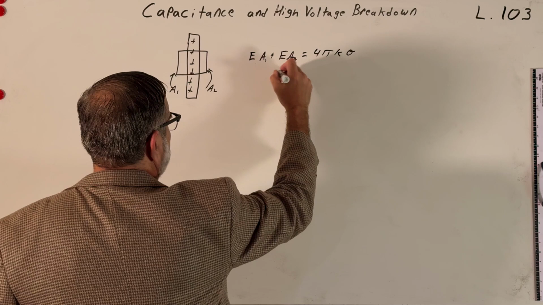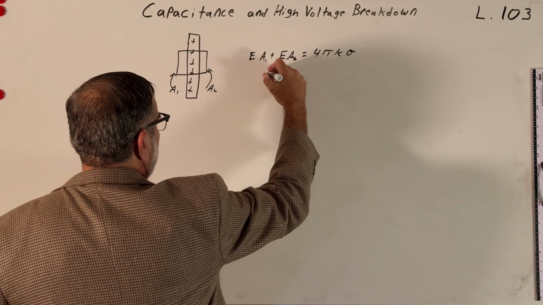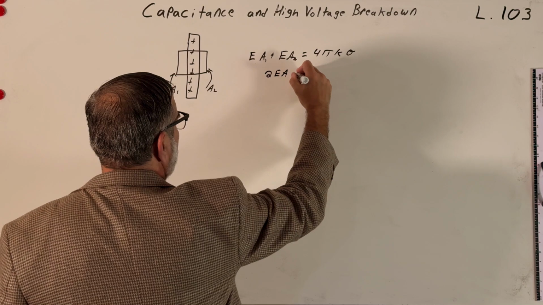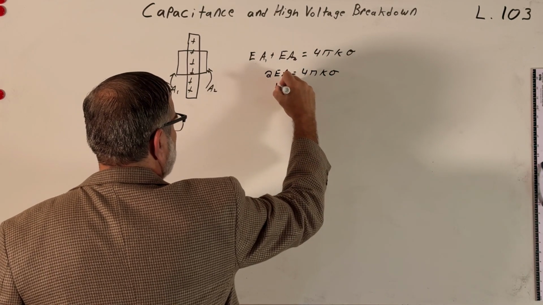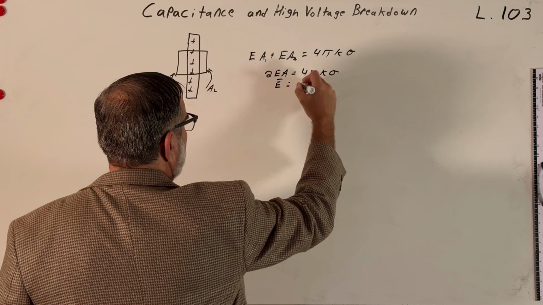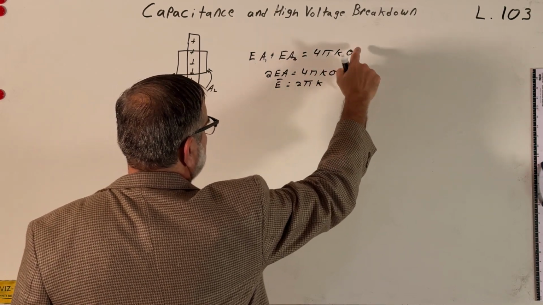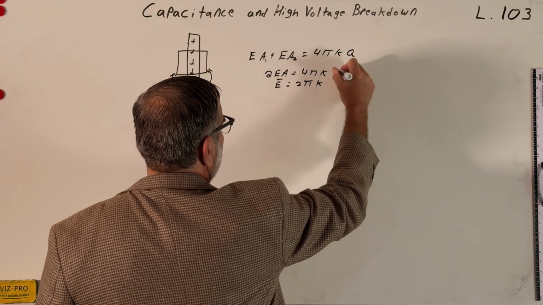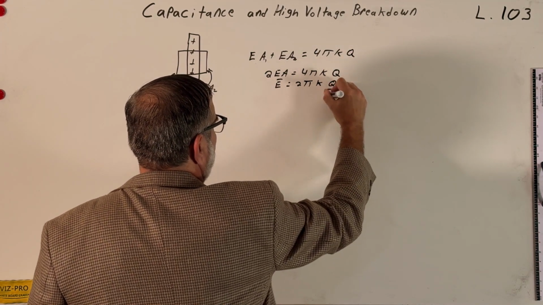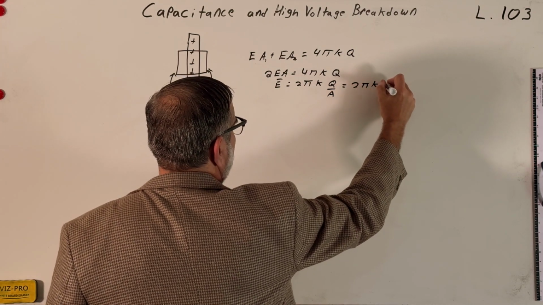This means that if A1 and A2 are equal in area, then we get that 2EA equals 4 pi k sigma, which means that the electric field is equal to 2 pi k, oh, and this is not sigma, this is charge. I jumped the gun, guys. Charge Q over A, so this becomes sigma, 2 pi k sigma.